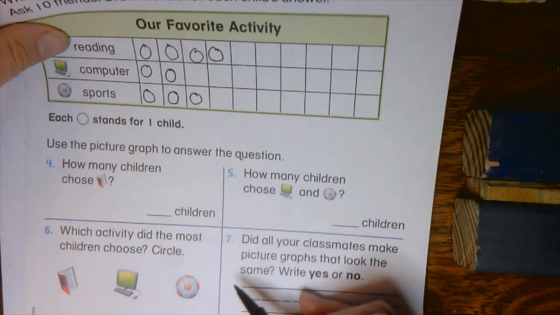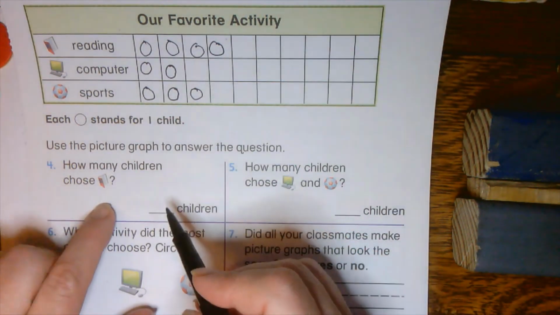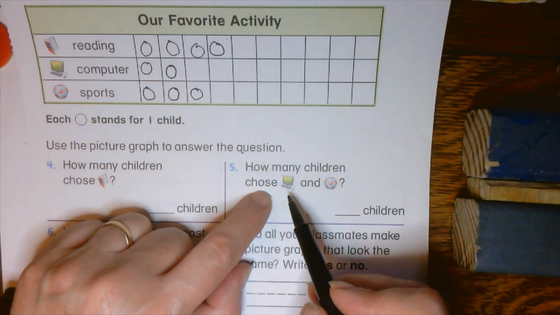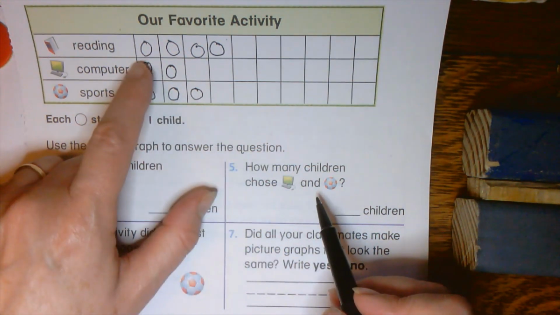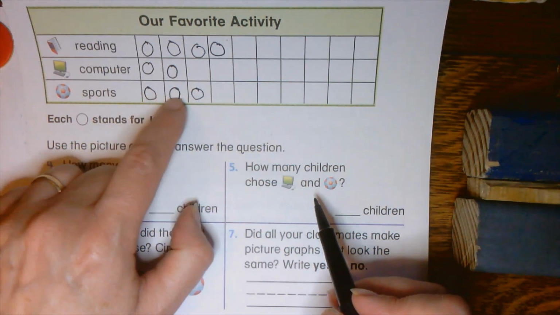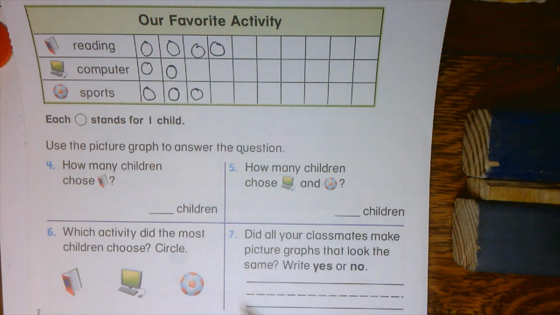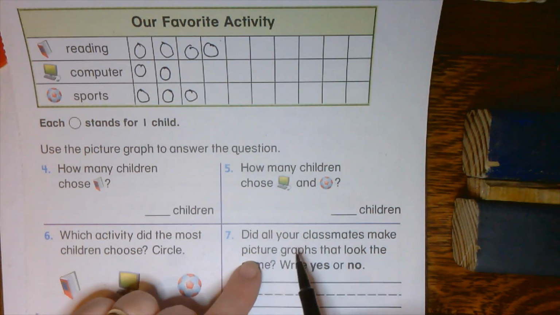Excuse me. So, how many children chose reading? How many children chose computer and sports? So remember, just like yesterday, how we counted those up all together? Which activity did most children choose? Circle it.